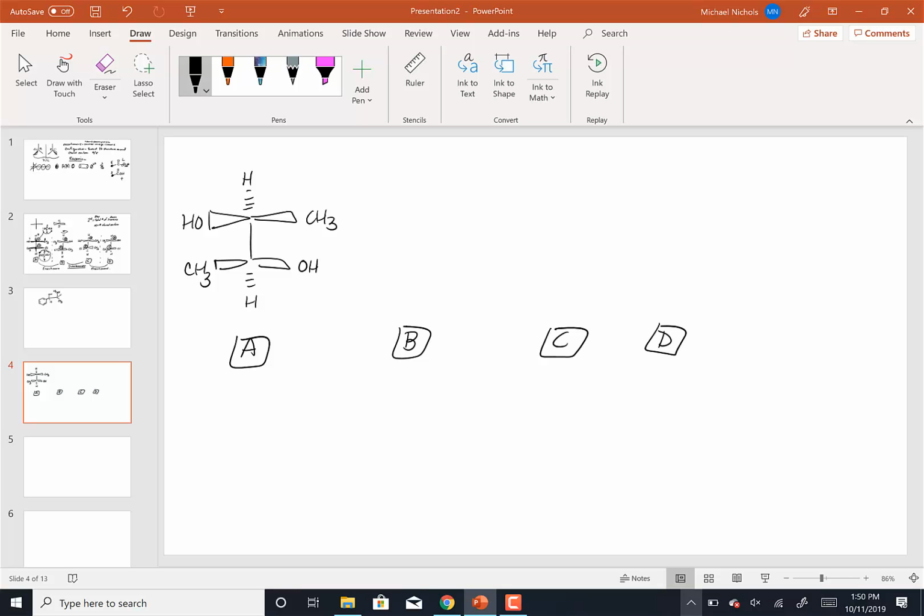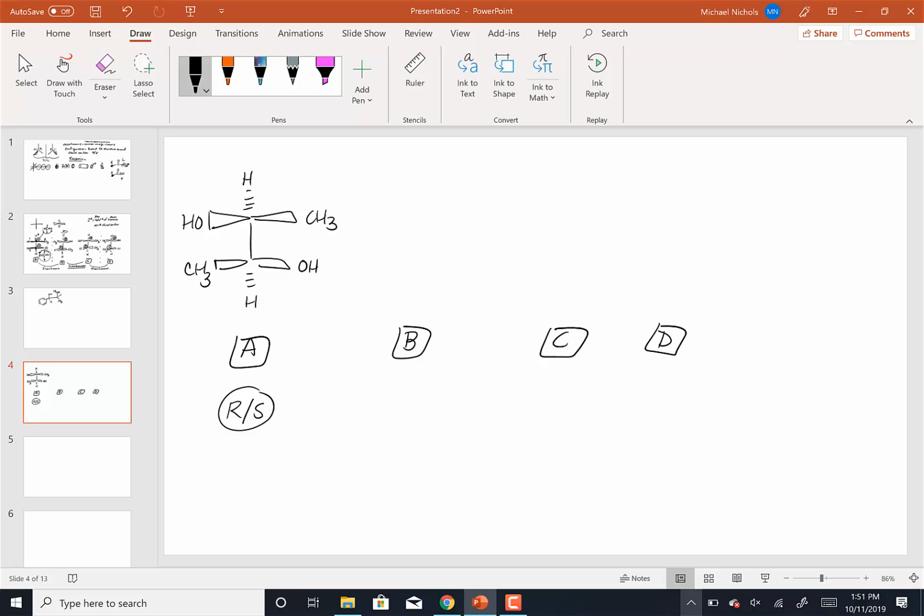Do you want us to identify R and S? Oh, I'm not done yet. So the first thing is I want you to write B, C, and D. Then I want you to identify the R and the S configurations for each of those chiral carbons in those molecules. And then I'd like you to classify the relationships between the molecules. Like what's A and B, what's A and C, what's A and D.